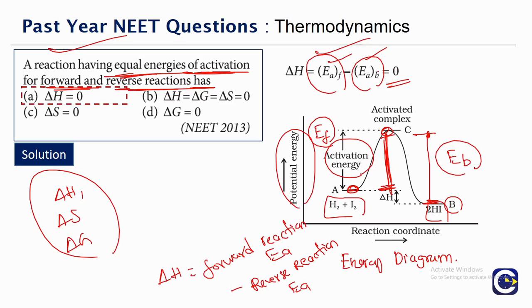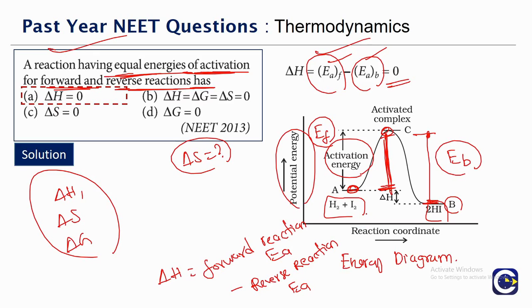Now we will not be able to comment on delta S. Why? Delta S depends upon the change in the number of gaseous particles. So if you take some other reaction, it depends upon the change in the number of gaseous particles. We will not be able to comment on the delta S value based upon this information. We can only comment on delta H, because delta H is related to the forward and backward reaction activation energies.